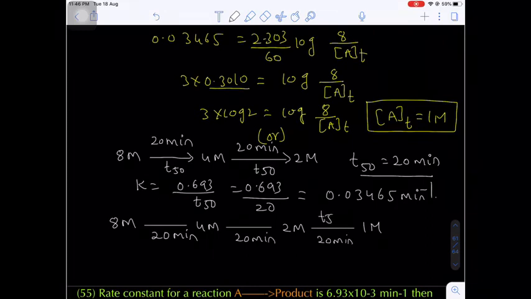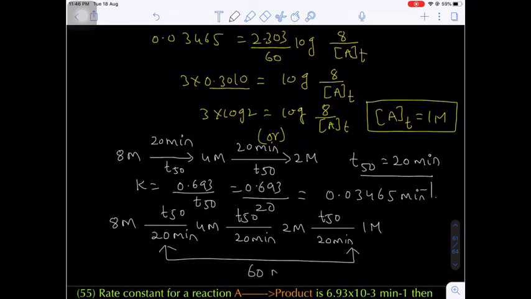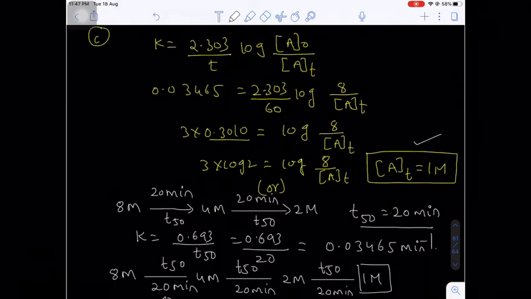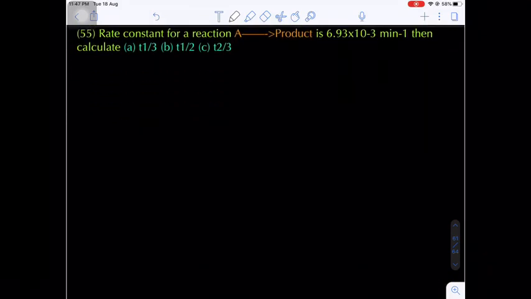So there are total how many half-lives? 3 half-lives. So total time taken will be 3 times the half-life, that will be 60 minutes. So after 60 minutes, what will be the concentration of the reactant left? 1 molar. So already you have the answer here, 1 molar.